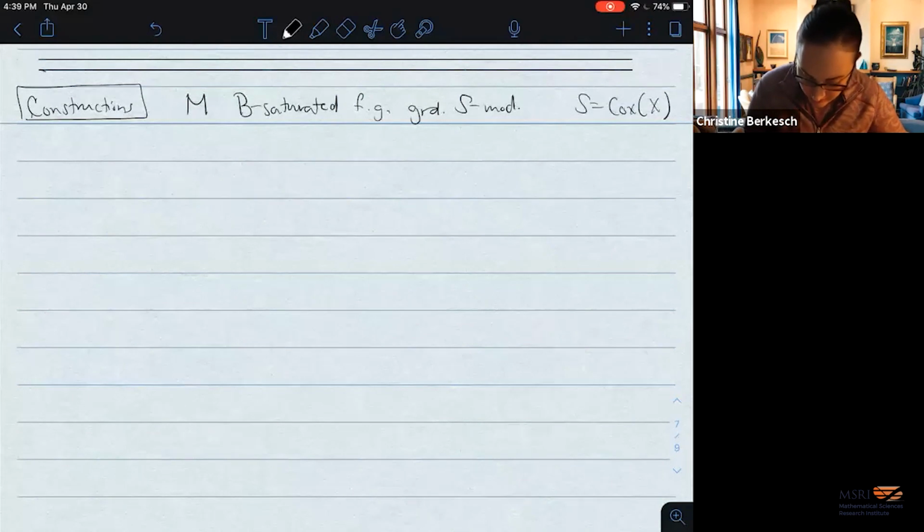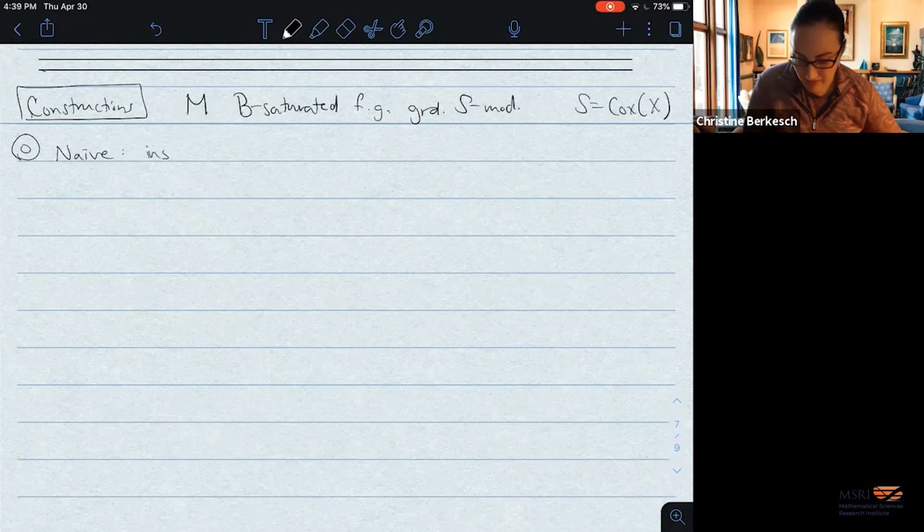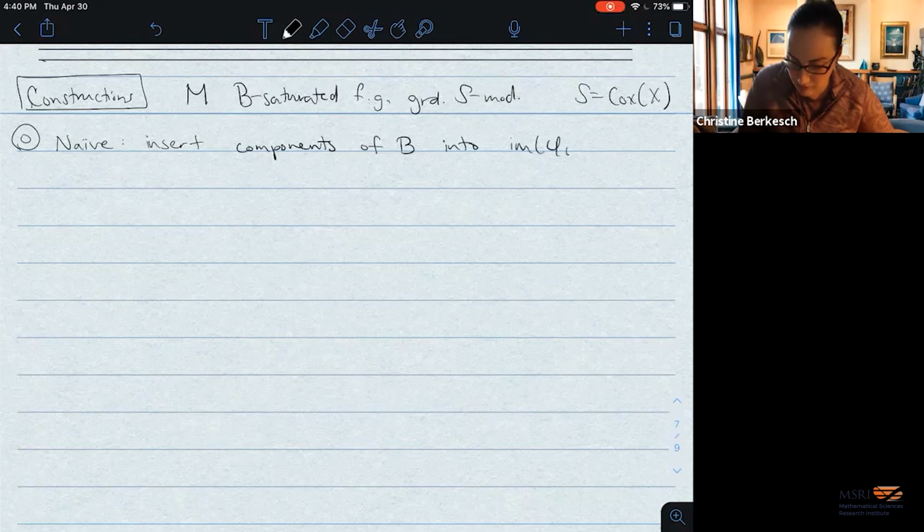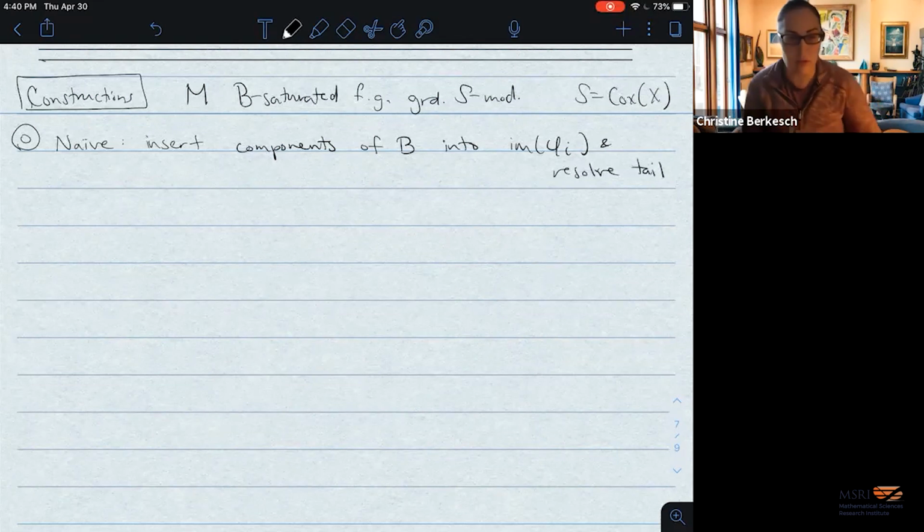So of course, the 0th construction, I just want to mention, is the naive idea. And that's simply to insert, by, say, intersection or similar means, extra primary components that are components of the irrelevant ideal. So insert components of B into the image of some phi_i. And then you could resolve the tail and continue iterating this kind of process, move back and continue.